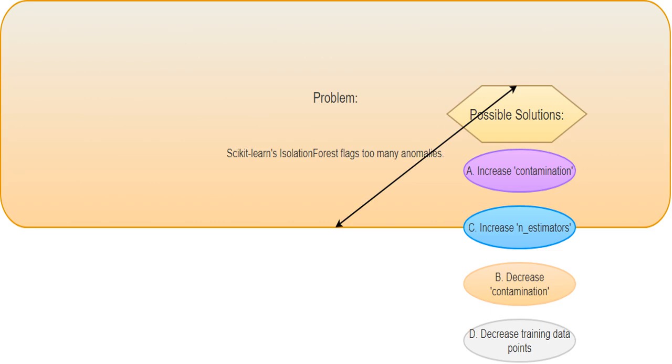I see the problem. Scikit-learn's IsolationForest, a tool for finding unusual data points, is incorrectly identifying too many points as unusual. We need to adjust the model's settings to fix this. Let's figure this out together.